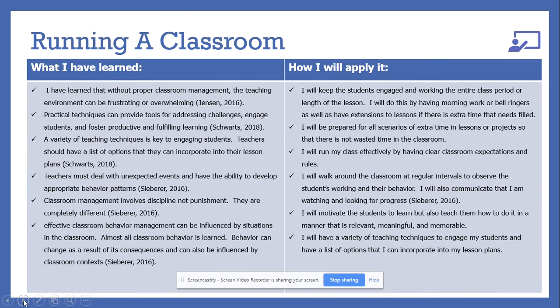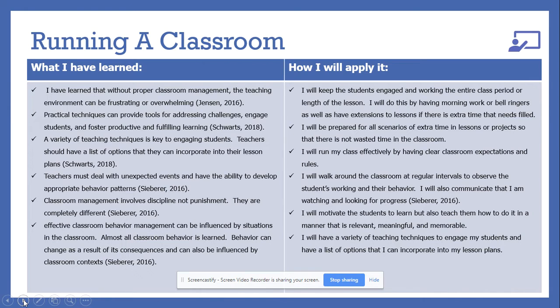Running a classroom. I have learned that without proper classroom management, the teaching environment can be frustrating or overwhelming. Practical techniques can provide tools for addressing challenges, engage the students, and foster productive and fulfilling learning. A variety of teaching techniques is key to engage students, and the teacher should have a list of options that they can incorporate into their lesson plans.